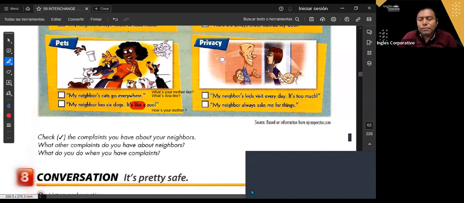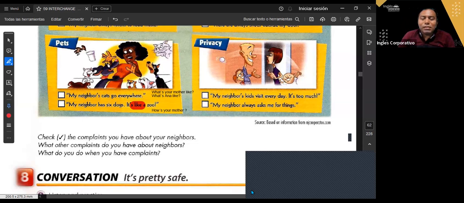Okay, listen. What about parking? Well, there aren't many parking garages. But I usually find a place on the street. Is there much crime? No, it's pretty safe. Hold on. That's my car alarm. I'll call you back later.